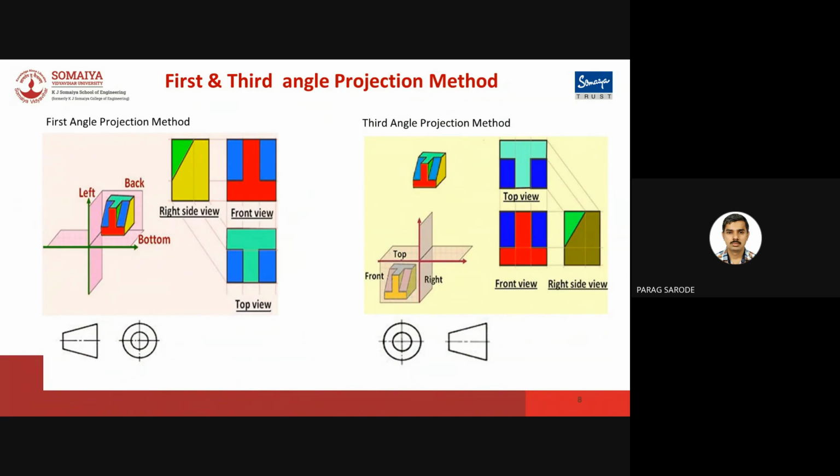So from that, as we follow the first angle method of projection, the symbol that we use will be this one. What does this symbol indicate? This indicates that this is the front view of an object, and this one is the left hand side view. So what we see is the left hand side view.